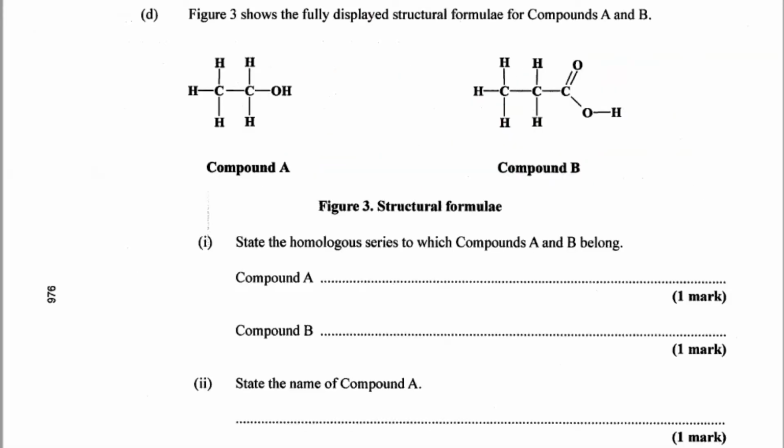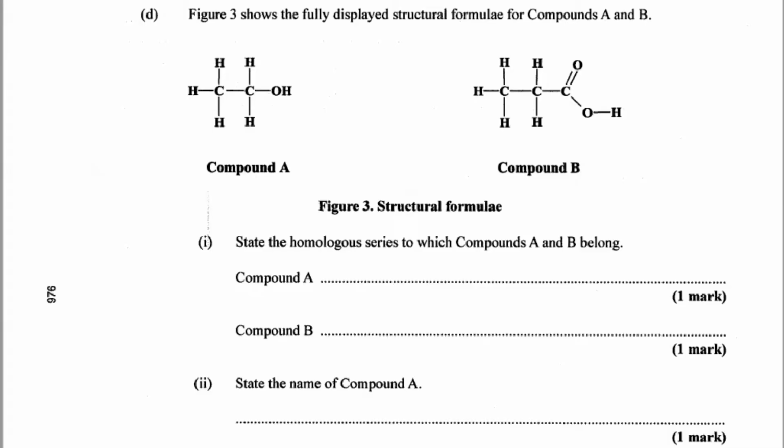Part D, figure 3 shows the fully displayed structural formulae of compounds A and B. And we just want to look at compound A. We're seeing the OH group, functional group, there. In compound B, we're seeing the C double bond OH group. That's the carboxylic functional group. And they want us to, in part 1, state the homologous series to which compounds A and B belong.